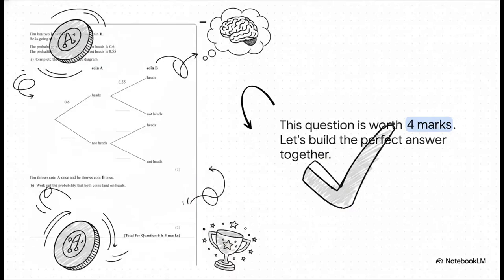All right, so here's our challenge. Question 6. We've got a couple of bias coins and a probability tree diagram that needs finishing. Our mission? To figure out exactly how an examiner awards those 4 marks. By the end of this, you'll know exactly what to write down to get every single point.